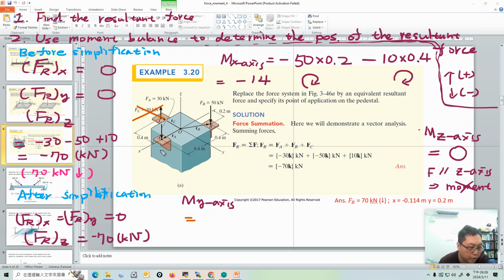Force A is pointing downward, and the rotating axis is the y-axis, so the lever arm is 0.4. The magnitude is 30 and the lever arm is 0.4. The force is pointing downward, so it will create a counterclockwise rotation, which is positive. The other is force B. The magnitude is 50, and the rotating axis is here, so be careful, it's 0.4. Force B is pointing downward with respect to the y-axis, so it will create a clockwise rotation, and clockwise will be negative.